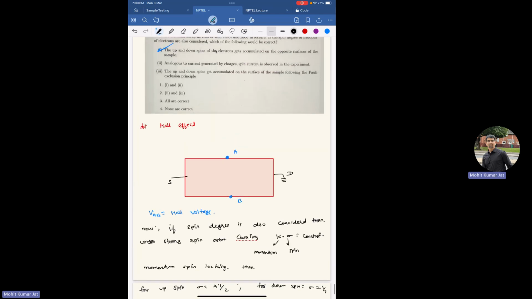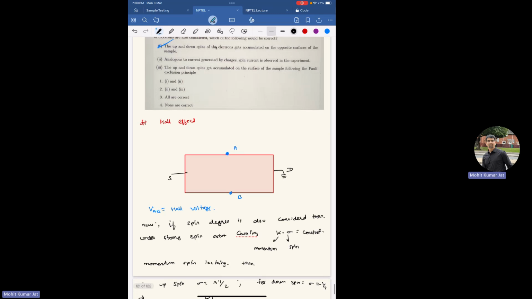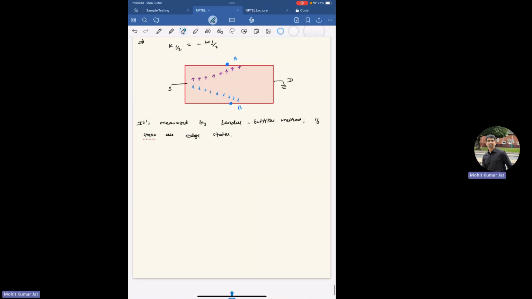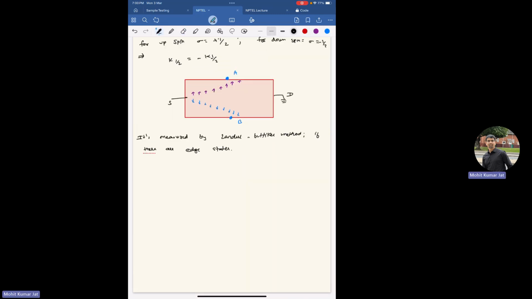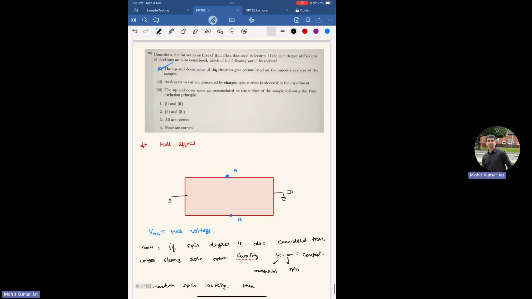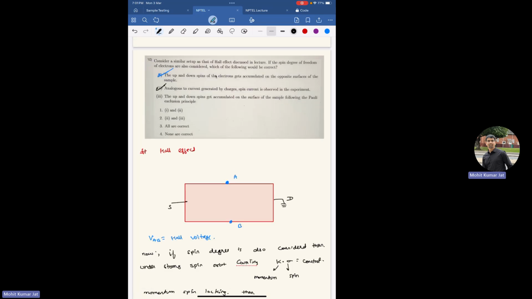The up and down spin gets accumulated on the surface of the sample following the Pauli exclusion principle. No, this is not true. Here the spin momentum locking is there, because of that they are drifting in the opposite direction, not because of the Pauli exclusion principle. So first and second are true. So this is the correct option. The rest are all false.